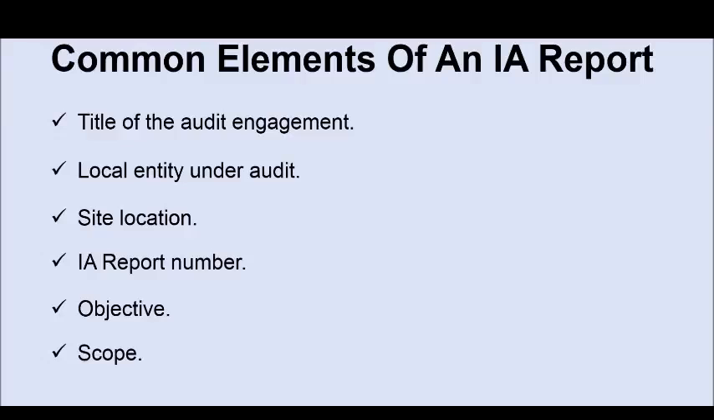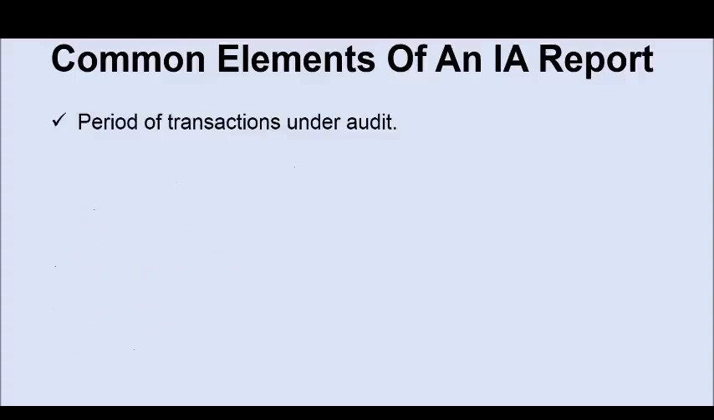Scope. This is to specify the scopes covered under the audit engagement. Those scopes not mentioned are generally understood to be scoped out. You could also choose to mention explicitly the scopes that are not covered. Period of transactions under audit. If you are auditing the transactions for year 2016, then you could mention that the period is from 1st January to 31st December 2016.